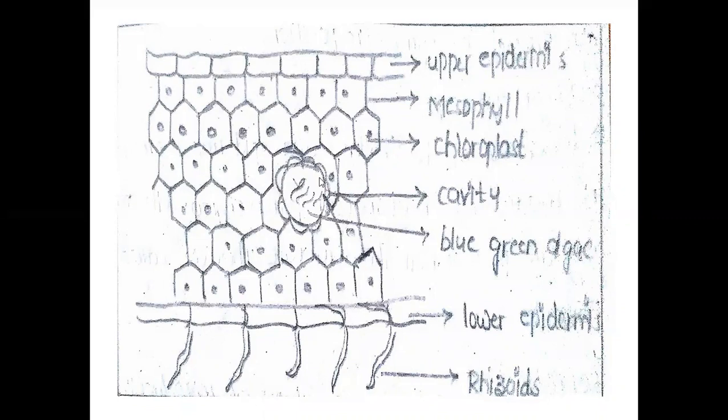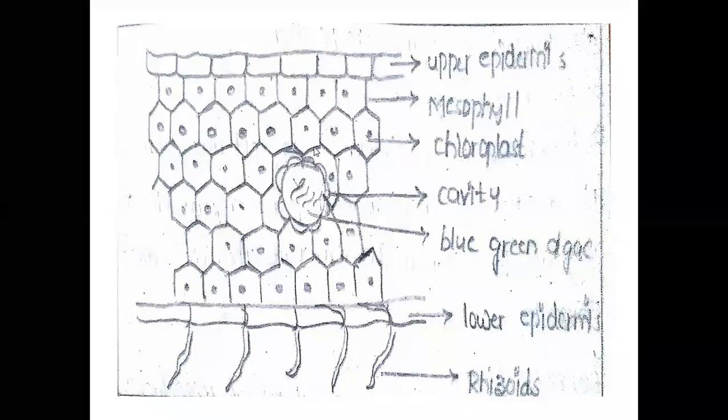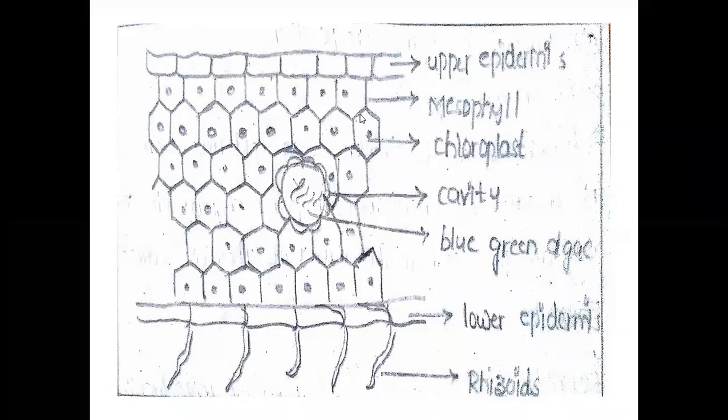Between these two epidermal regions, chloroplast-containing mesophyll is present. That mesophyll tissue is made by chloroplast-containing cells. The chloroplast is present in the mesophyll cells, so these cells are called chlorenchyma cells. Between the upper and lower epidermis, mesophyll is present. That mesophyll is made by chlorenchyma tissue, containing chloroplast pigments. In each cell of the mesophyll, a single large chloroplast is present. Sometimes the chloroplast is also present in the upper epidermal cells.